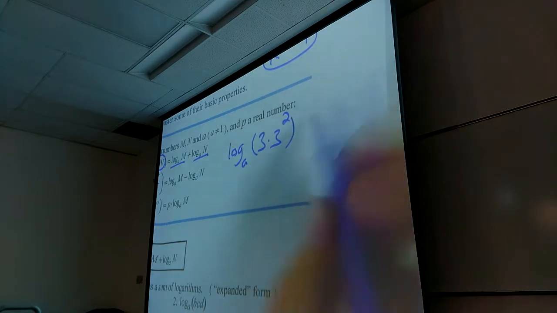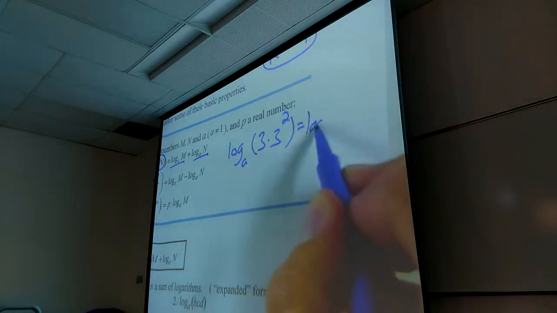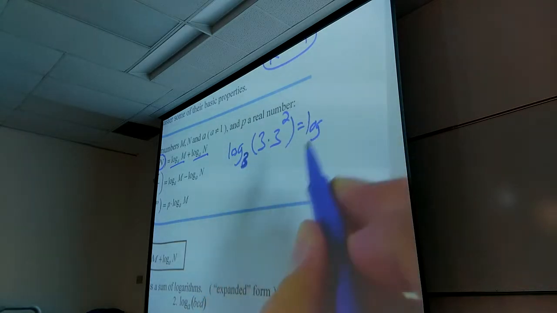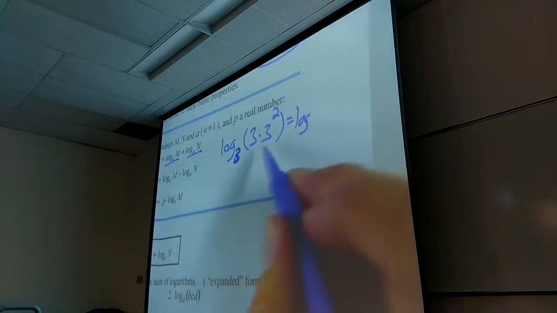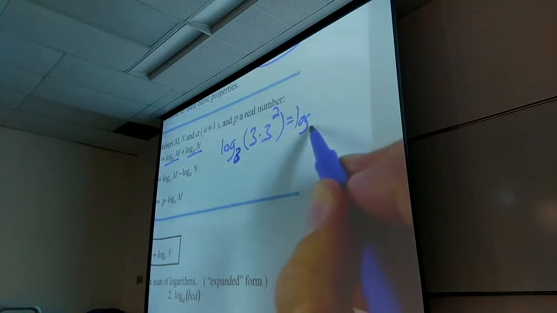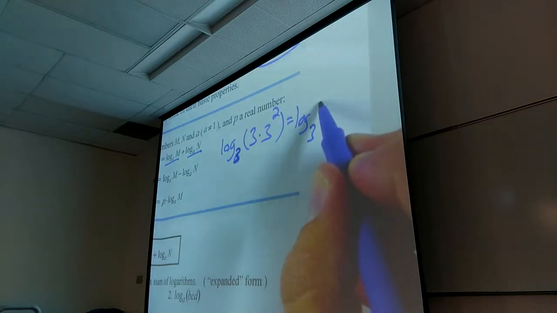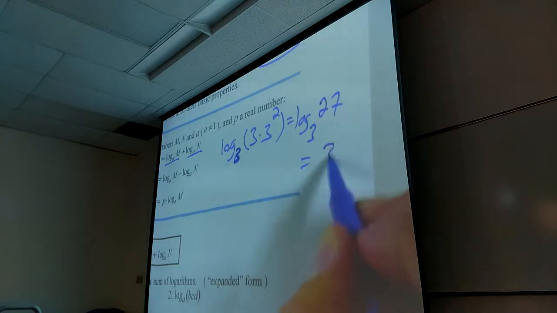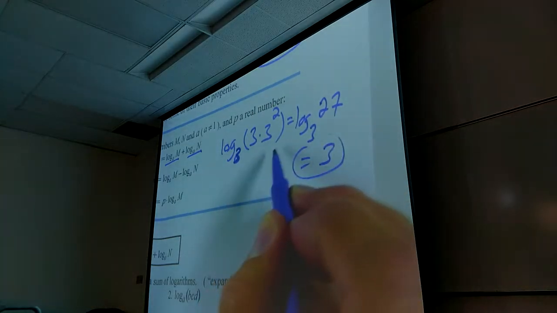So let's do this directly. What is 3 times 3 squared? Not A, Jeff. Log base 3. Log base 3 of 3 times 3 squared. What is 3 times 3 squared? 3 to the power 3. Sure. And what's the answer? 3. Now what do I get if I break them up?